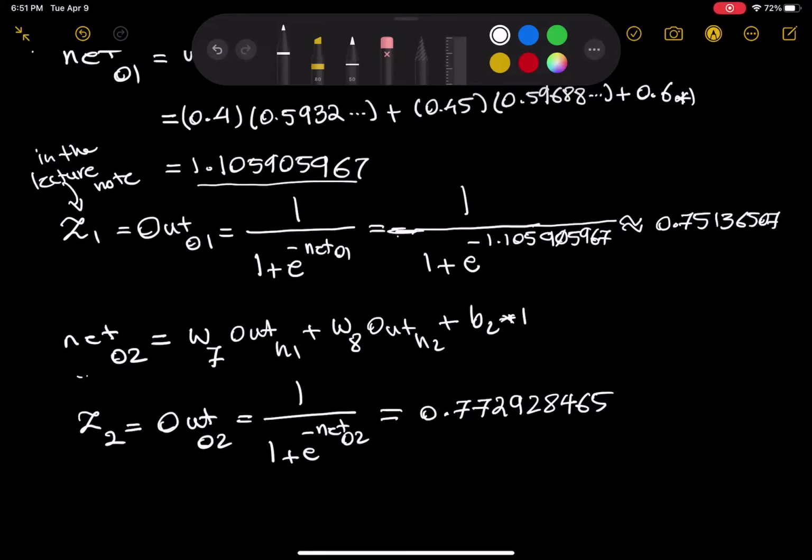All right, so basically our feed forward task is done right now. Good question. So the feed forward task is done.